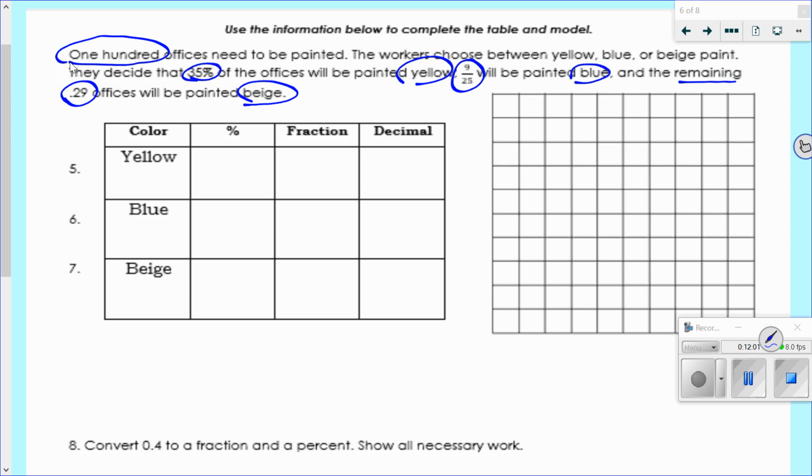Yellow, it said is 35%. I'm going to put that number in. Blue, they said was 9/25. I'm going to put that in the fraction because that is a fraction. Beige, they said is 2,900. I'm going to put that in the beige, in the decimal place because that's a decimal.